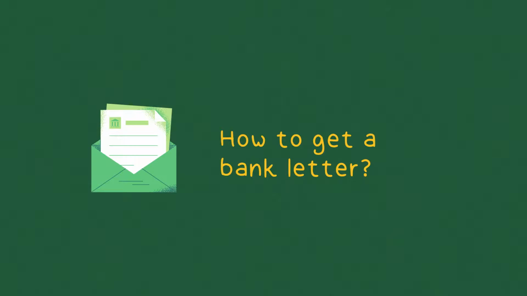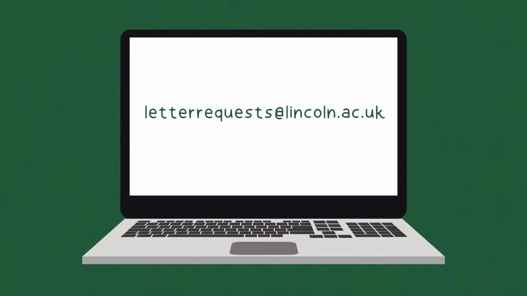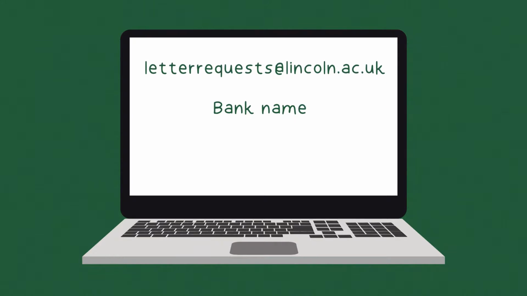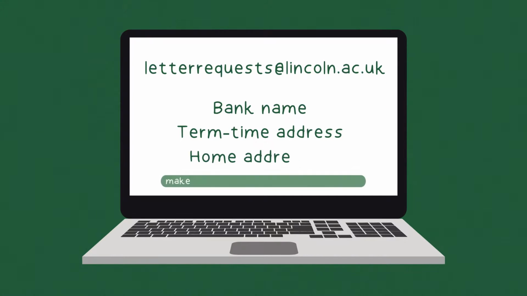If you don't know how to get a bank letter, it's actually really simple. To request a bank letter, all you need to do is email letterrequest@lincoln.ac.uk. In your email, you need to include the name of the bank, the term address, and your home address. Once you've done that, a student support officer will respond to you and let you know when your letter will be ready for you to go and collect.